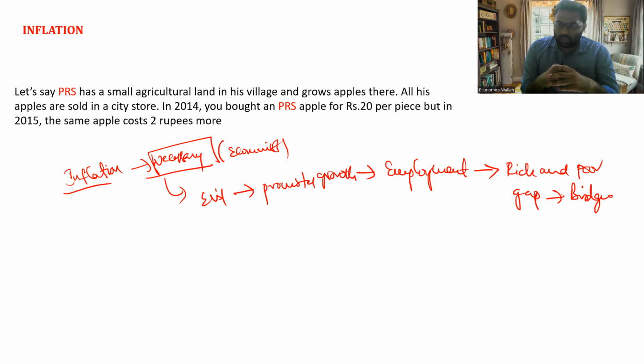First, let us understand in basic words. Let's suppose PRS has a small agriculture land. To understand this in clear terms, we are taking an example. So let's say PRS has a small agriculture land in his village and grows apples there. All his apples are sold in a city store. In his vicinity, there are city stores, and he sold his products to the city store.